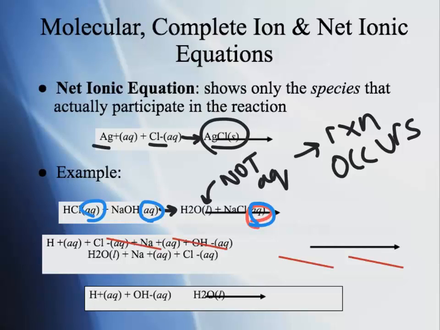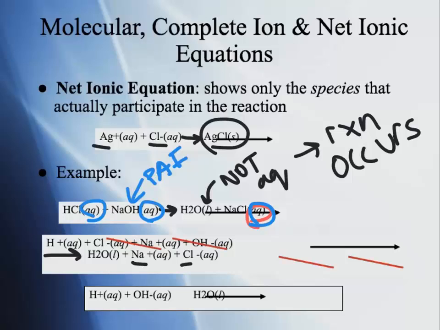We can break up NaOH, and we have Na, and remember OH is a polyatomic ion, so it has to stay together. So OH sticks together. It's a negative charge. And then here's our reaction arrow. H2O liquid. We cannot break those apart. Remember, it doesn't mean aqueous. So H2O stays together. But then we've got NaCl aqueous, so we can break those apart into Na and Cl.